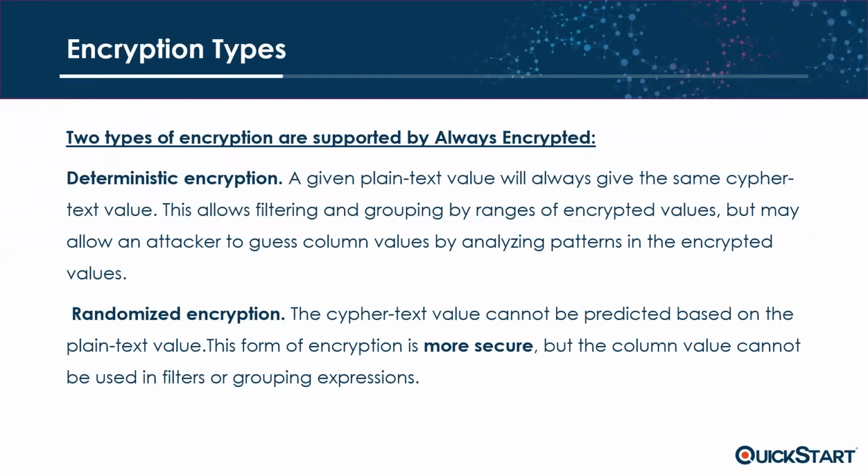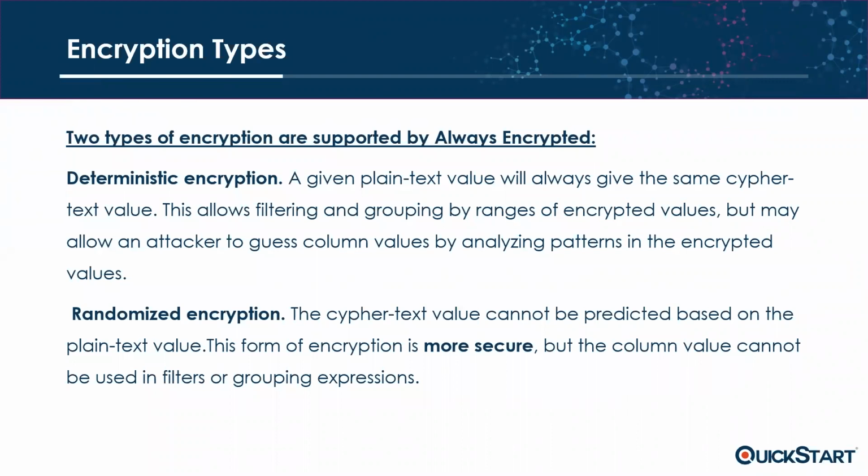What are the options? There are two options. One type of encryption is called deterministic encryption. In deterministic encryption, think about the data in a particular column: a given plain text value will always give the same cipher text value. So deterministic encryption uses the same algorithm on all the values in the column, which means it allows you to filter and group by ranges. When you're writing queries, you can say where column equals, but it may allow an attacker to guess the algorithm and predict the possible encrypted values. So deterministic is easy, but it uses the same algorithm.